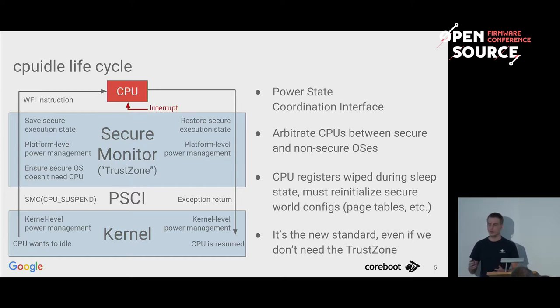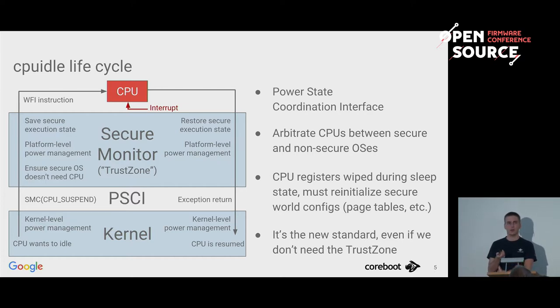So the real reason why ARM64 devices need to provide this PSCI stuff now is essentially because Linux just got lazy and they just decided they don't want to implement the CPU power management themselves anymore. So now we got to give this to them in order to host a full Linux platform, even if we don't want to use the secure part.